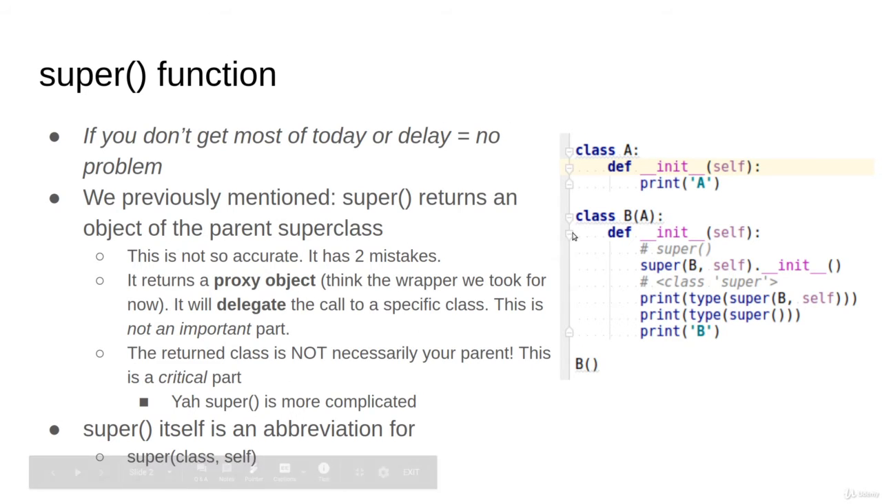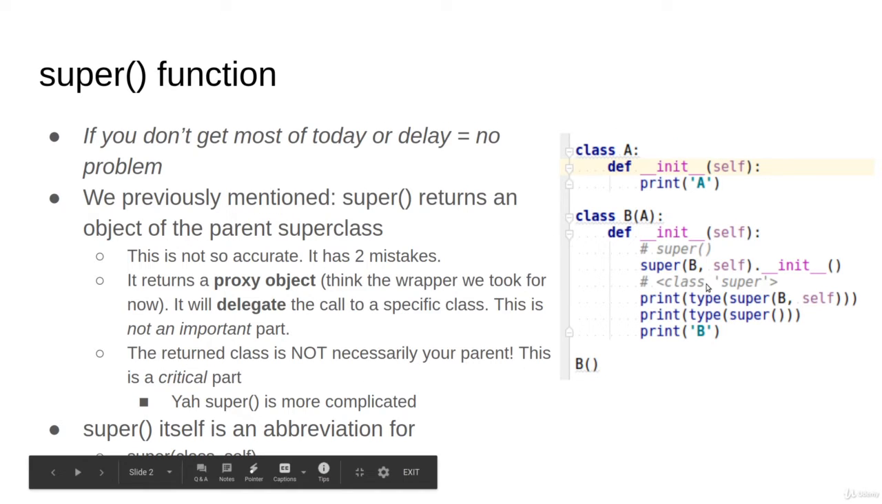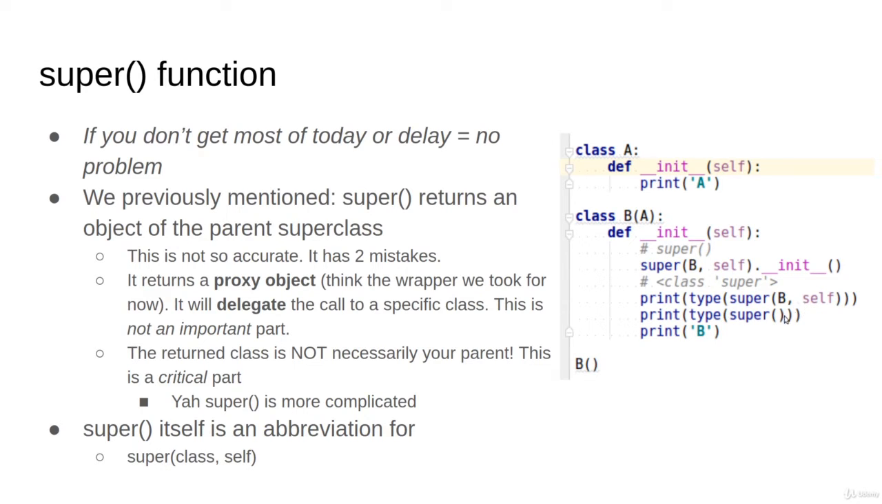It actually returns another type of object that is going to handle the calls by itself. If you try to print the type of super, it's going to say class super. That's why I'm saying it isn't actually your object A here, for example. It's going to be another class, super, that behind the scenes is going to call your class A. And by the way, super itself is an abbreviation of super, the class name, and self.